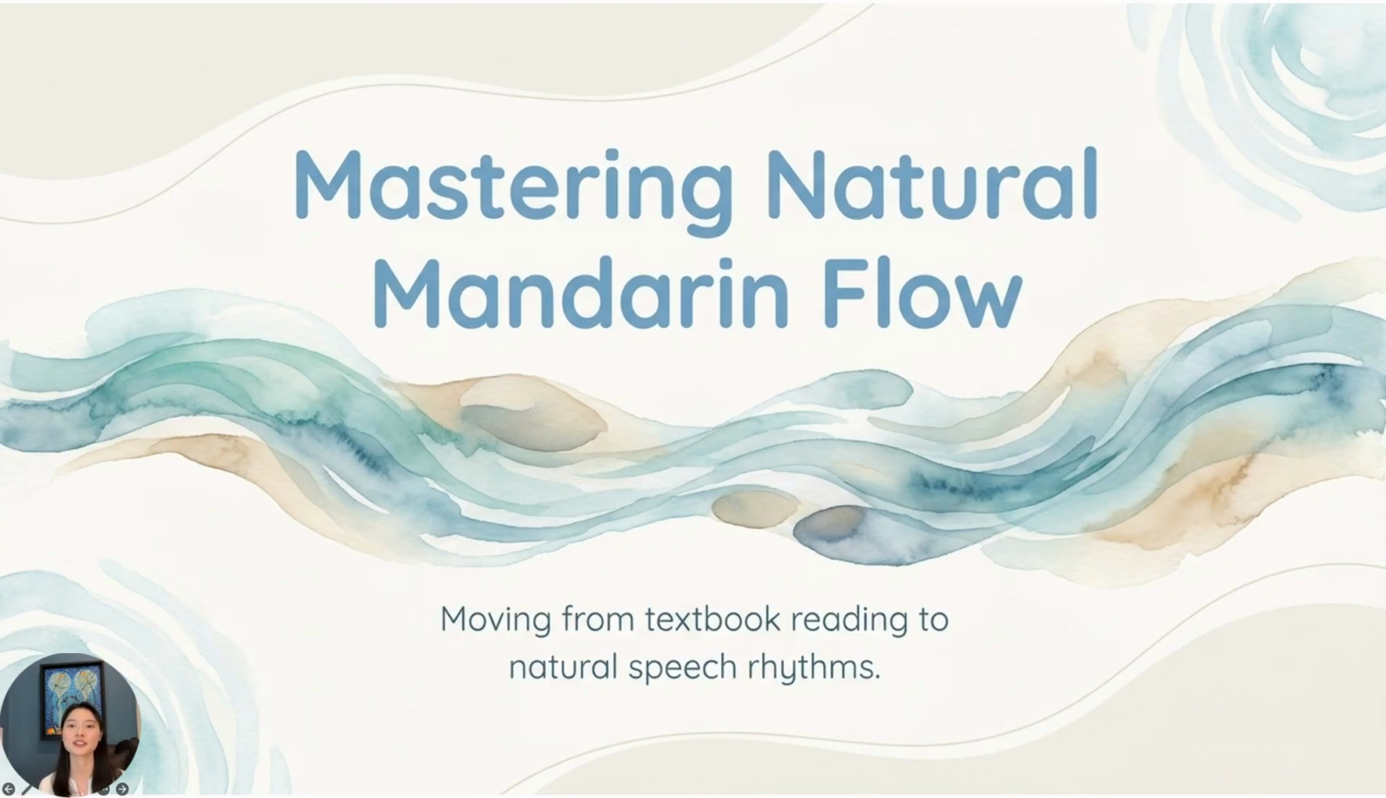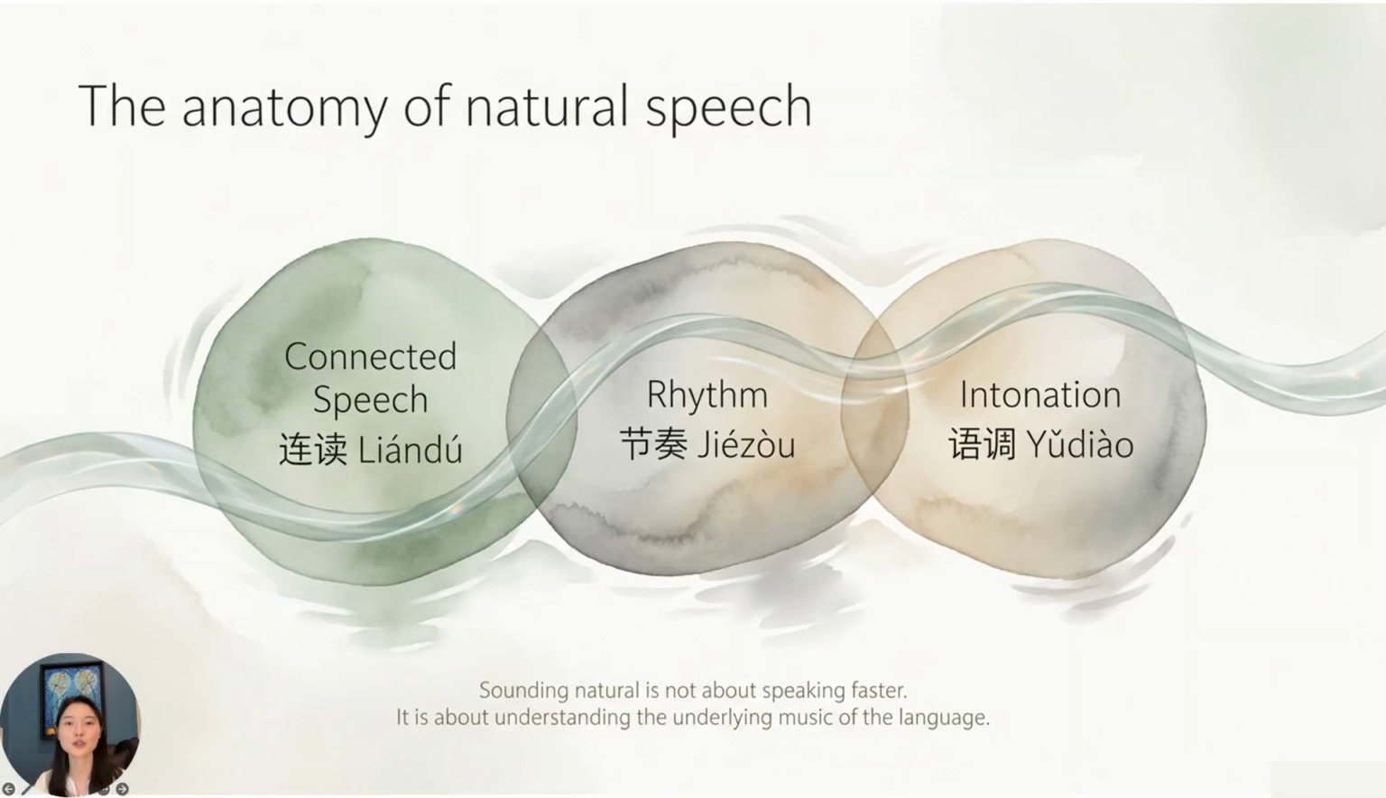You have completed the full pronunciation series: tones, initials, and finals. But there's one more thing that separates a learner who sounds studied from one who sounds natural. And that's what today is about. It comes down to three things: how sounds connect, how rhythm works, and where the weight falls in a sentence. Let's go through each one.